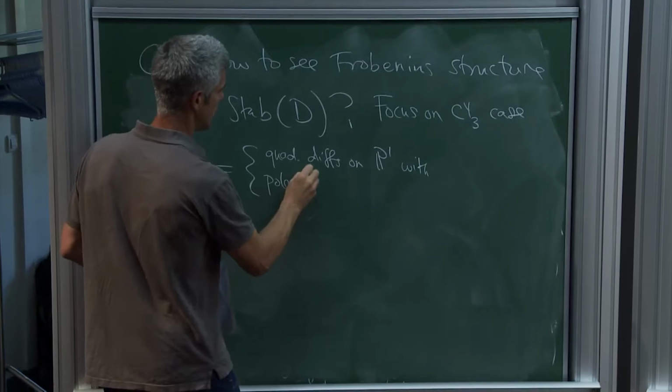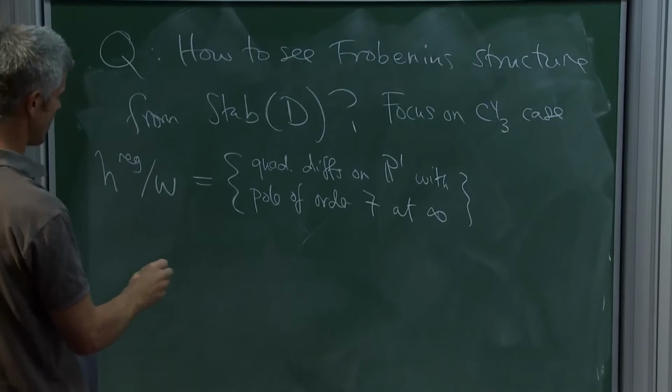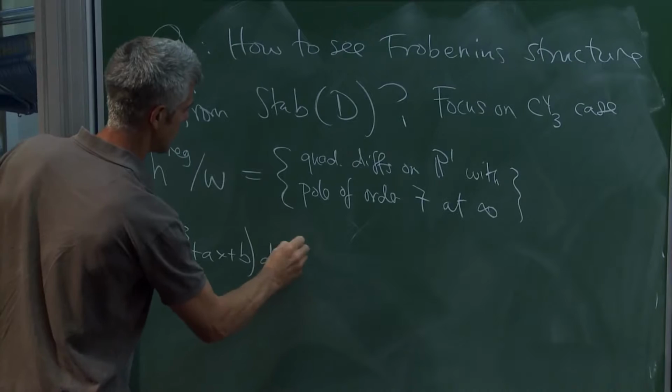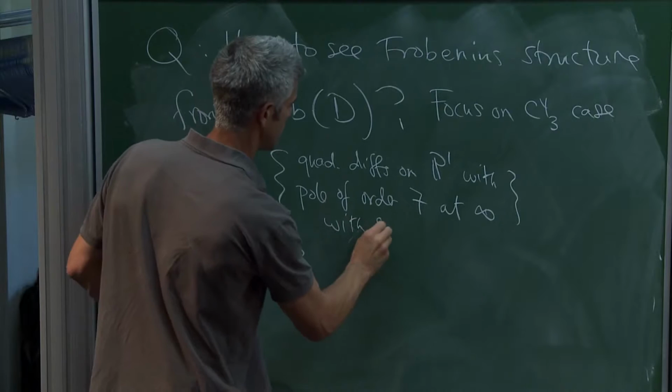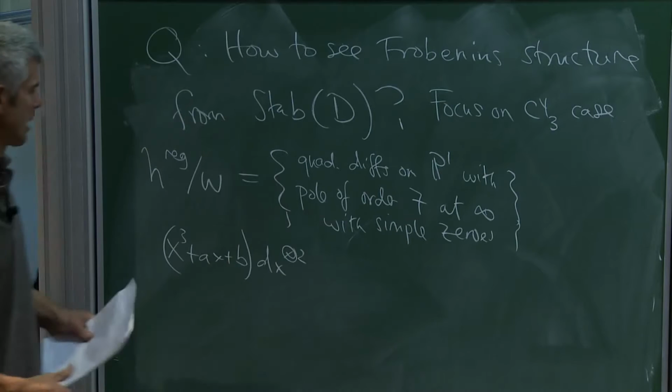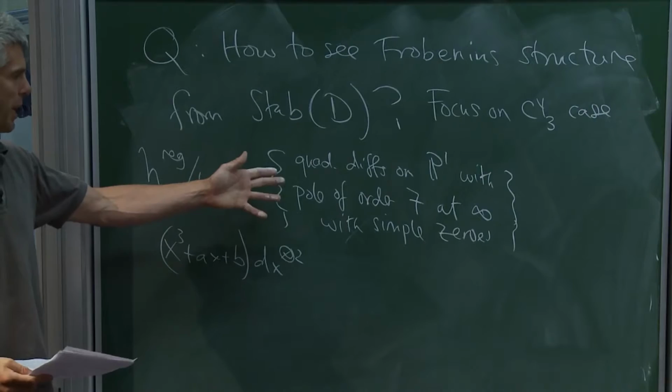And the correspondence is not so earth-shattering, it's just that you consider this thing, with simple zeros. That sounds like a slightly mad thing to say, except that basically there is a generalization of this to every space of meromorphic quadratic differentials on Riemann surfaces.